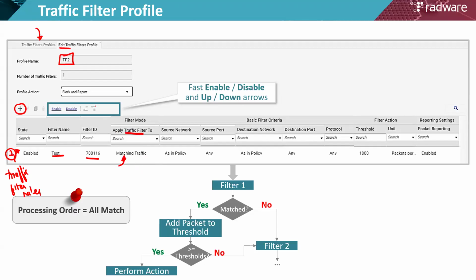And what should be the matching traffic? It is defined under this particular section, the basic filter criteria. So what should be the incoming traffic, based on which we will be creating a traffic filter.